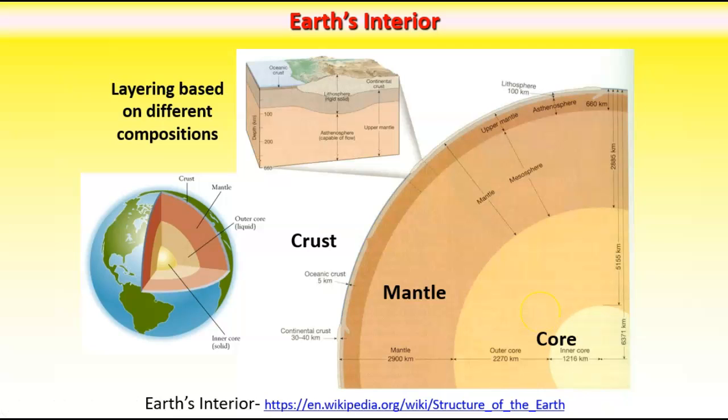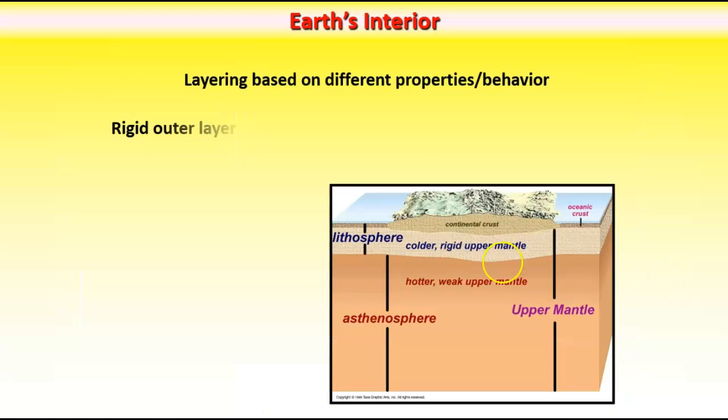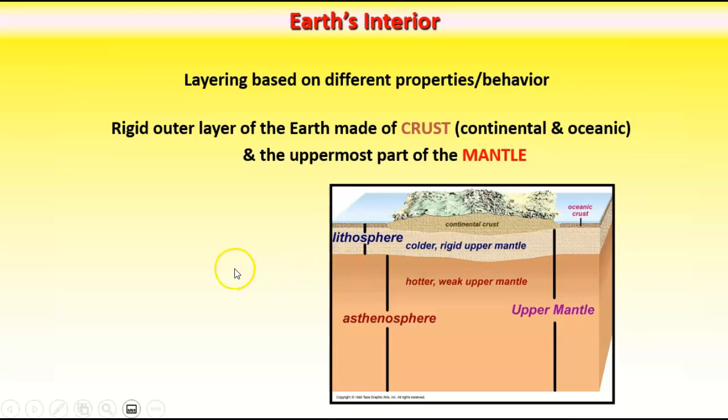Now that's not the only way that we can look at dividing up the Earth. We also can look at how the material behaves. And so for that, we kind of want to look near the surface. And what we see in this diagram here is you have both of the different crusts that I just talked about. Ocean crust, thinner. Continental crust, thicker.